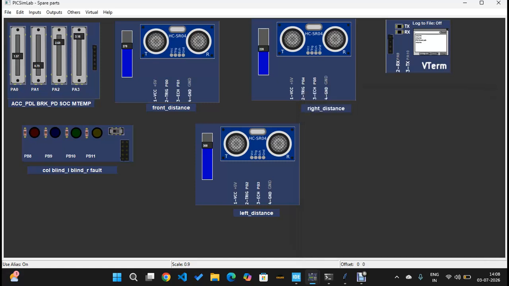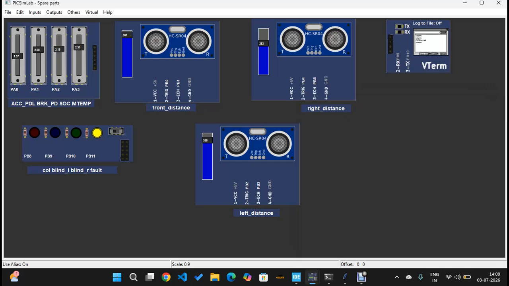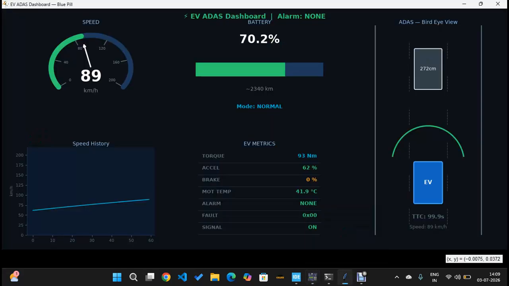If I increase the motor temperature, I will get the alarm. Alarms. I will get the alarm. So these are the advisory alarms I'm getting, right? The fault one. This is all data we can directly see here. Let me do this.